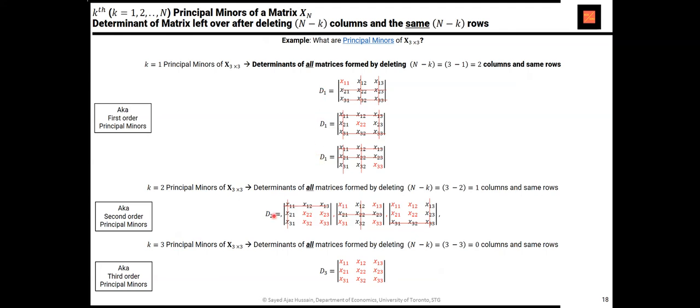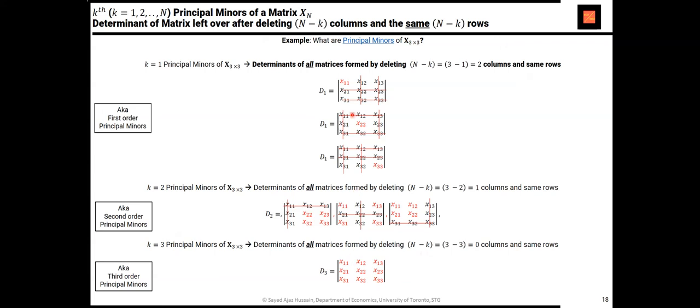By the same token, in this particular example there are 3 second order principal minors, the determinants of these 3 matrices found by deleting any one column and row. And in this case, there's only one third order principal minor, found by deleting 0 columns and 0 rows.